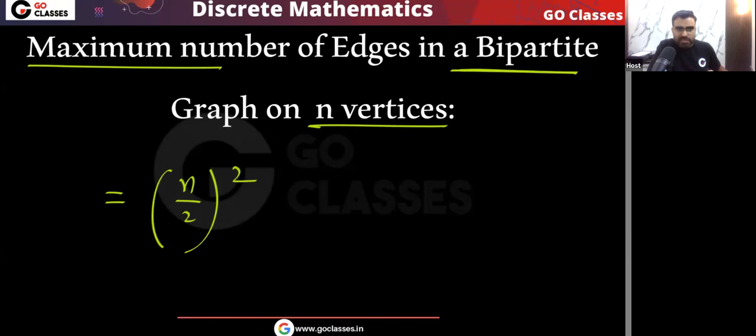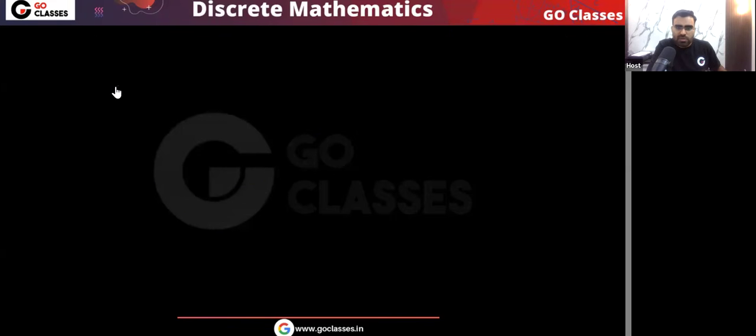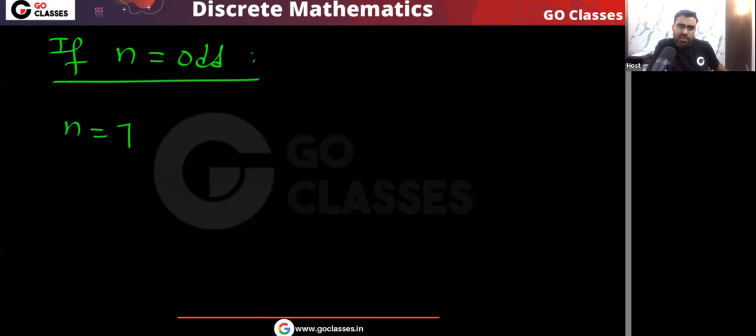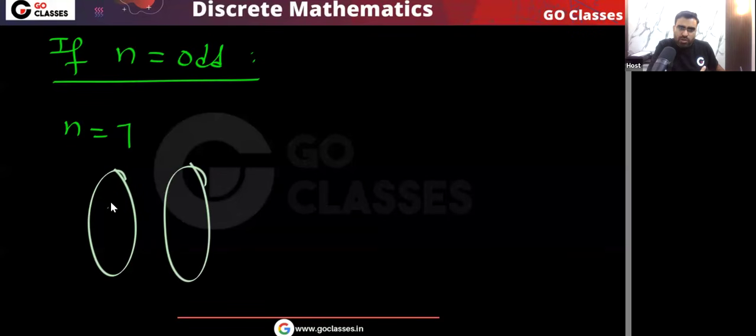Now you might be thinking, sir, if n is odd, for example if the number of vertices is 7, then what to do? Very simple: you have to put half the vertices here, but you cannot put 3.5 vertices, yes or no? So what you can do is put 3 vertices here and 4 vertices here. Is this point clear?